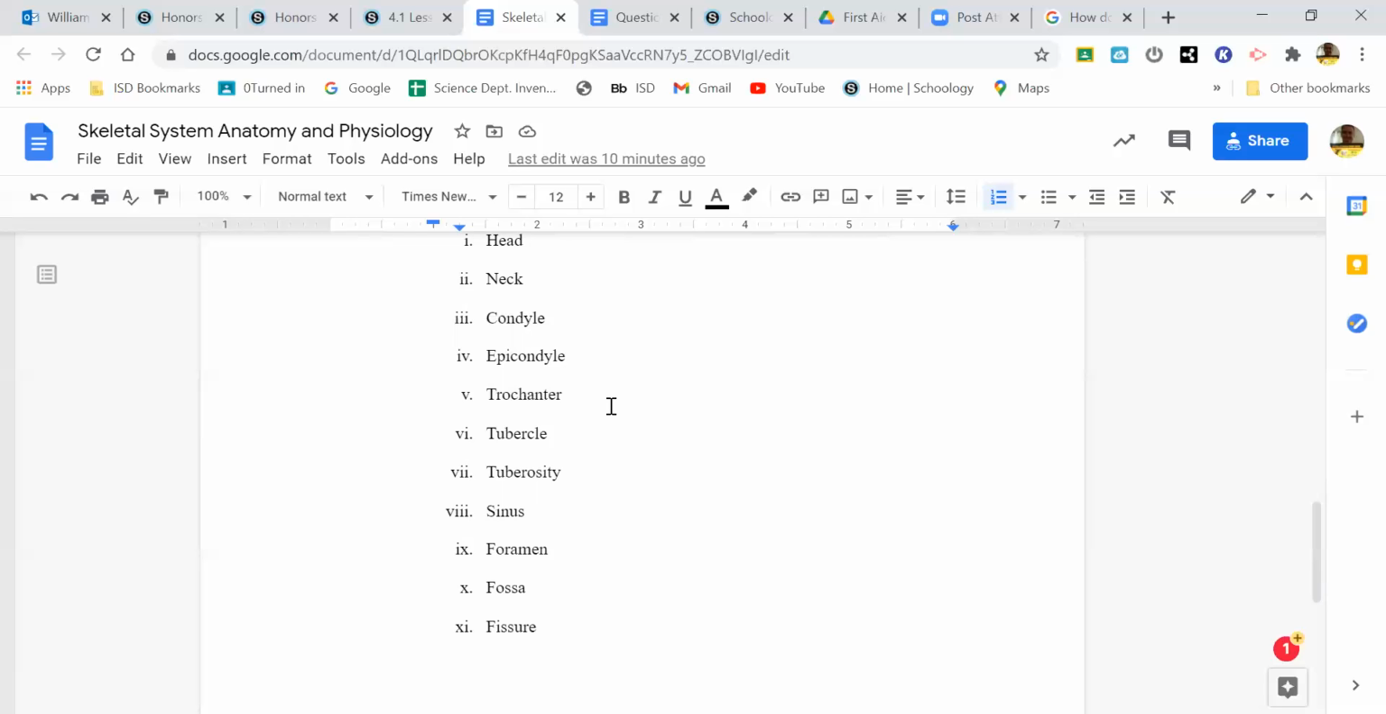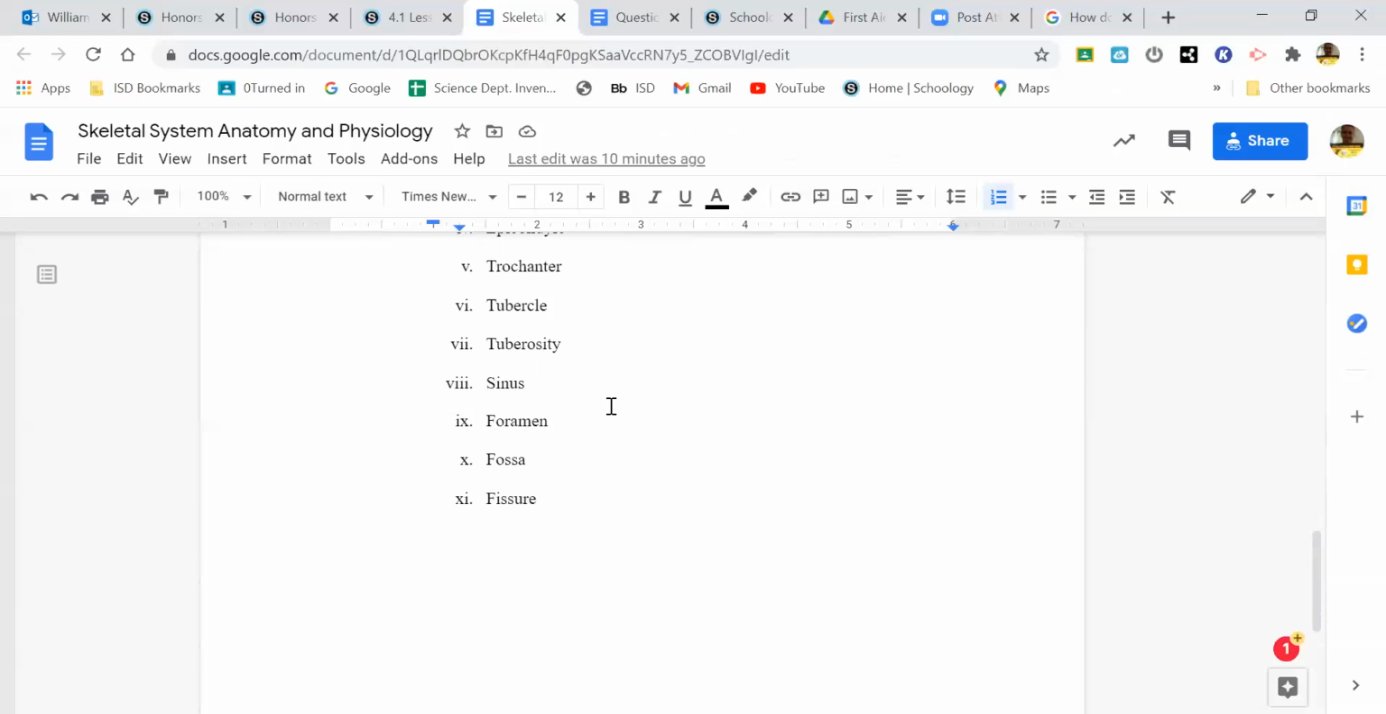Okay. Fossa is a shallow cavity or depression on the surface of a bone. Okay. A fissure is a slit type opening. A slit, yep, slit type opening.